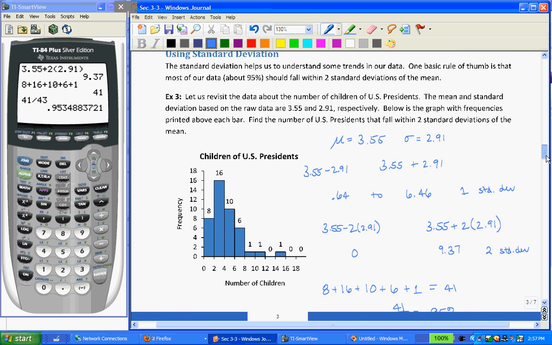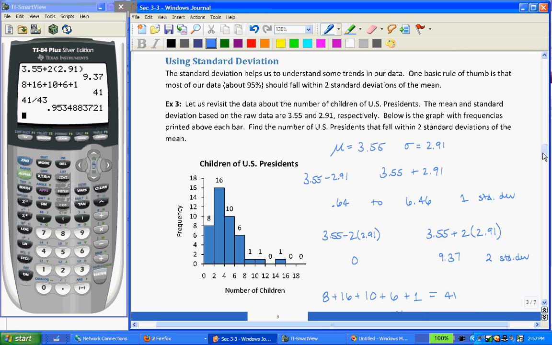So it's not a hard and fast rule, but it's kind of like we mentioned before, it's a rule of thumb. This is what generally happens with most data sets. So when you're talking about within one standard deviation or 2 standard deviations, you add the standard deviation to the mean and you subtract it off to get that interval of where you want your data value to fall.